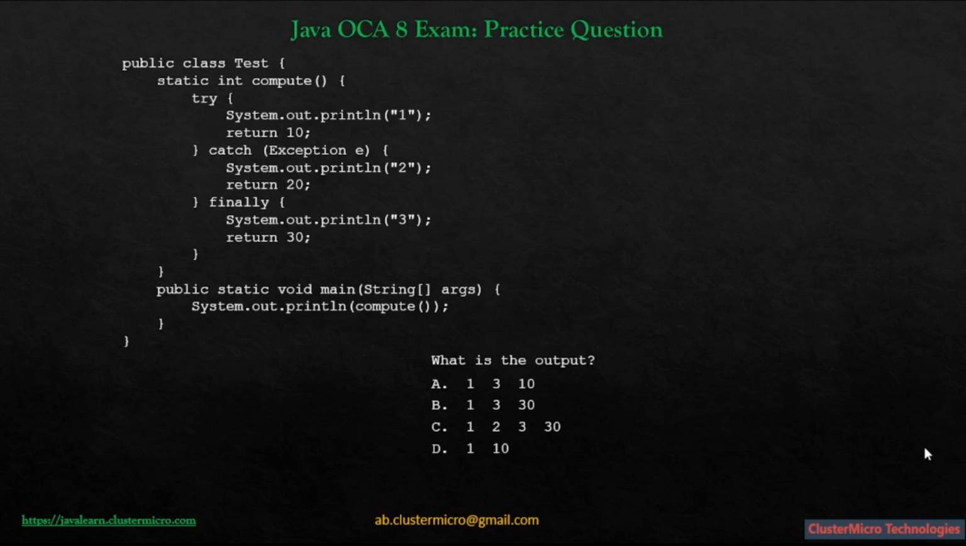So we enter finally, 3 is printed, then we hit return 30. Now finally has its own return statement, so this completely overrides the pending return 10 from the try block, and return 10 is gone, discarded silently. The method will now return 30. Then you are back in main, so we have System.out.println compute, compute returns 30, so main prints 30. So the complete output would be 1, 3 and 30.